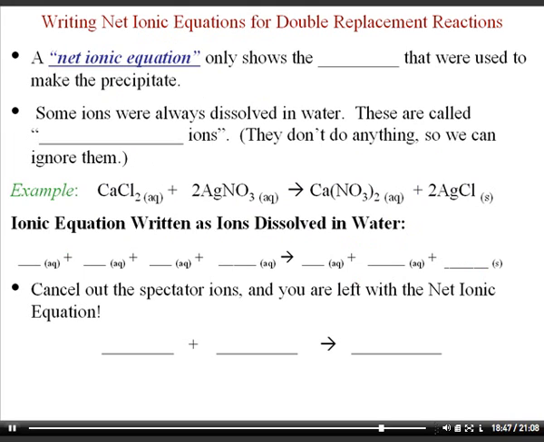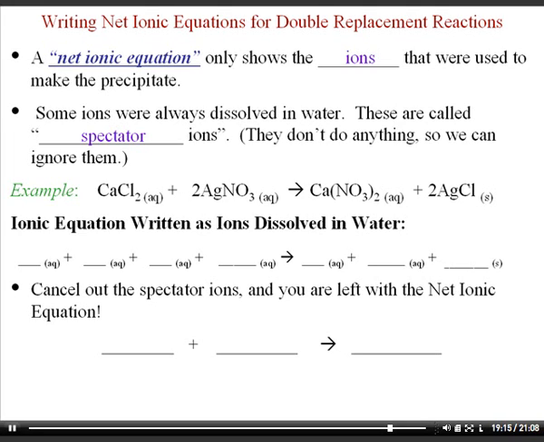Now, the last part of the notes deals with what we call writing a net ionic equation. And the net ionic equation is only used for double replacement reactions in first year chemistry. Basically, the net ionic equation only shows the ions that were used to make the precipitate. The other ions, which don't do anything, they stay dissolved in the water, are called spectator ions. Kind of like if you're a spectator at a football game, you're not a participant in making the precipitate, you're just watching it. So the spectator ions you don't need to worry about.